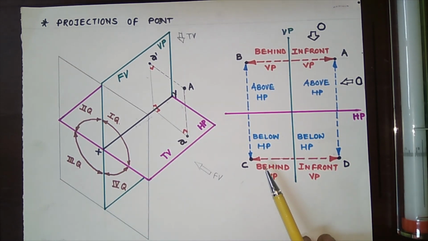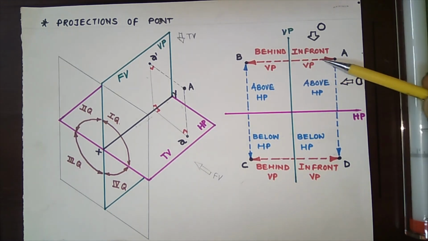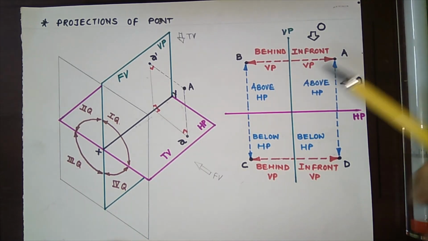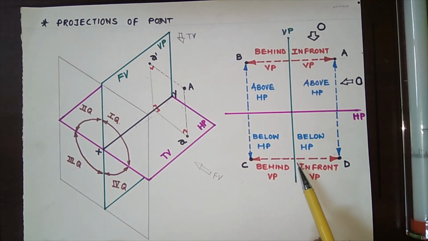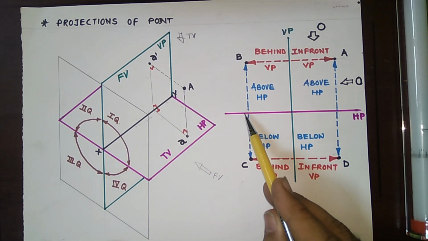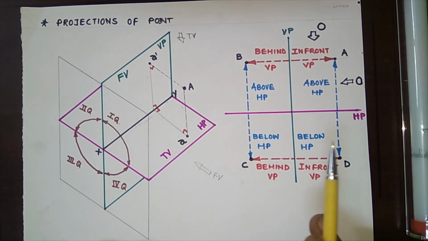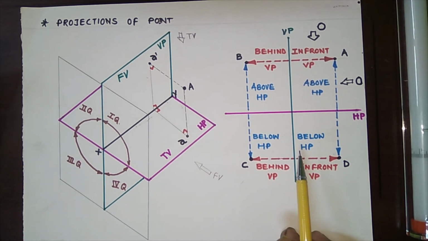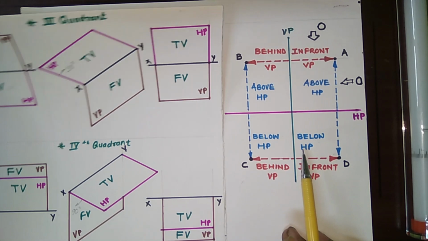Okay, basically what we must know: if the point is above HP, in front of VP, it is first; above HP, behind VP, second; below HP, behind VP, third; and below HP, in front of VP, it is fourth quadrant.